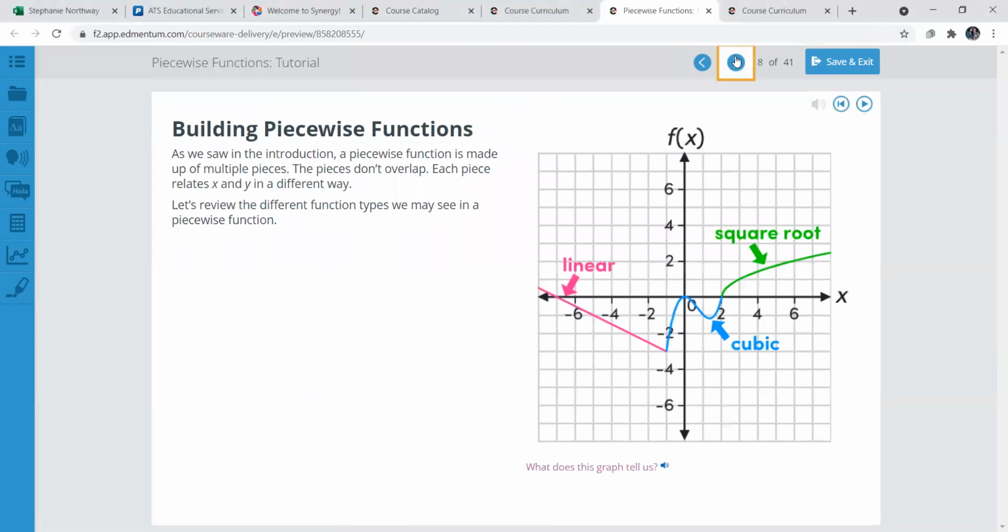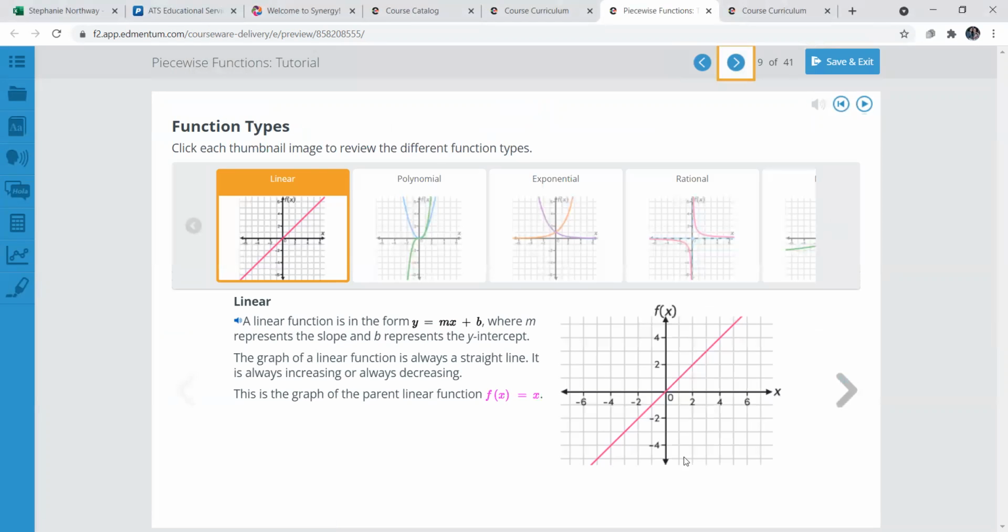Pretty interesting. All right. So for an example of a piecewise function, we have linear, cubic, and square root all jumbled together. Typically in a piecewise function, you'll probably see the lines in different colors just so you can understand that here are the different pieces of the function. Okay, so let's talk about linear. Basically, the form is y equals mx plus b. That's just the standard form to find the slope of the line and all that fun stuff.